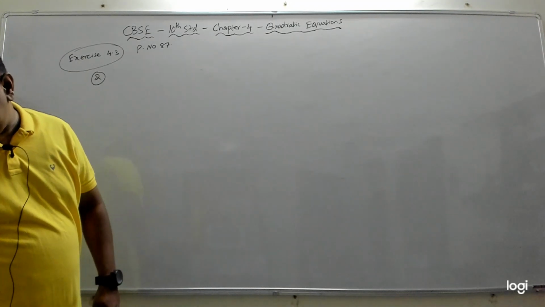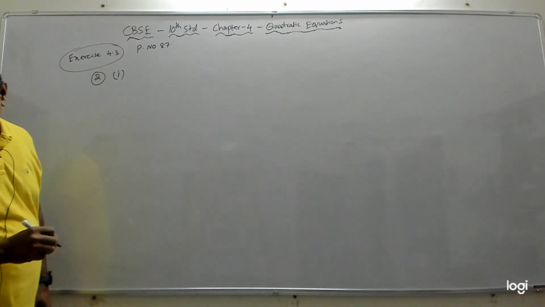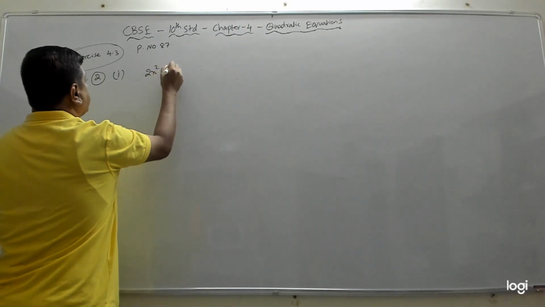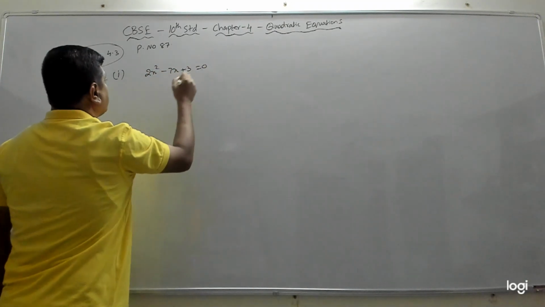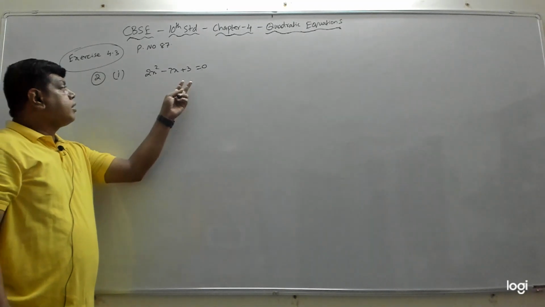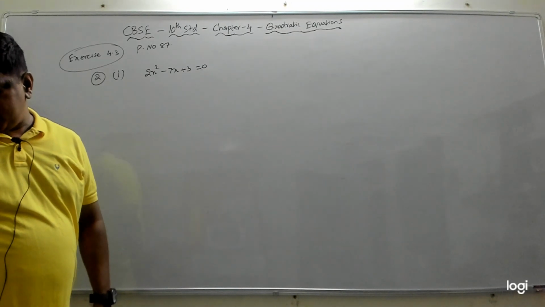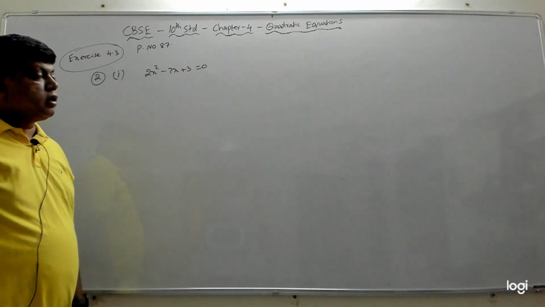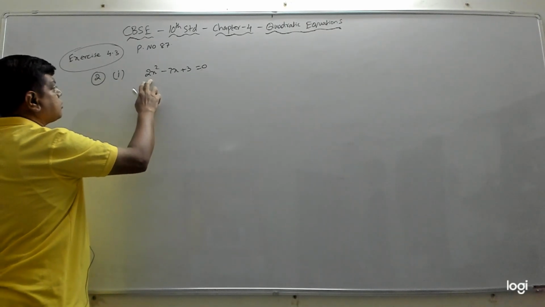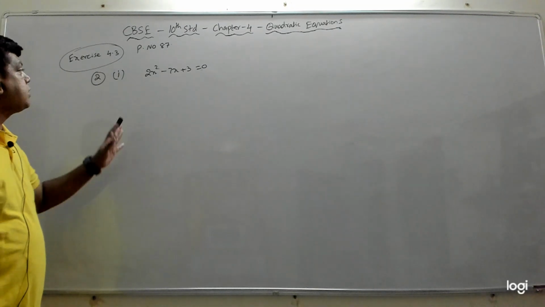So we will take the second problem, first subdivision, that is 2x square minus 7x plus 3 equal to 0. Now we should solve this quadratic equation by the quadratic formula. That's what it says. By applying the quadratic formula, we have to solve the questions in question number 1.